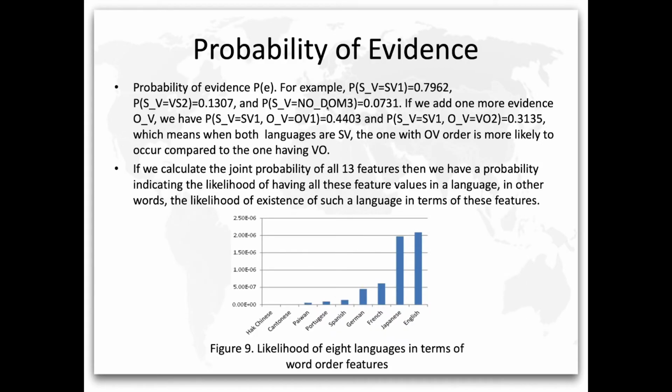Probability of evidence calculates the probabilities of having particular values or value combinations. If we calculate the joint probability of certain features, we have a probability indicating the likelihood of having all these feature values in a language. In other words, the likelihood of the existence of such a language in terms of these features. These are some examples we picked. In terms of the word order features, English appears to be the most typical language.